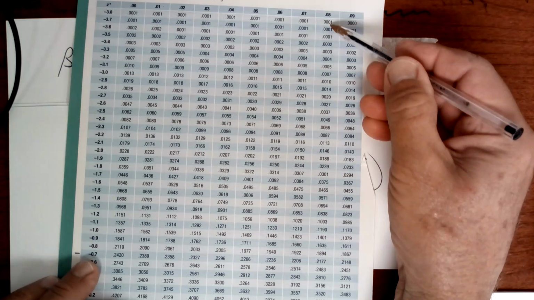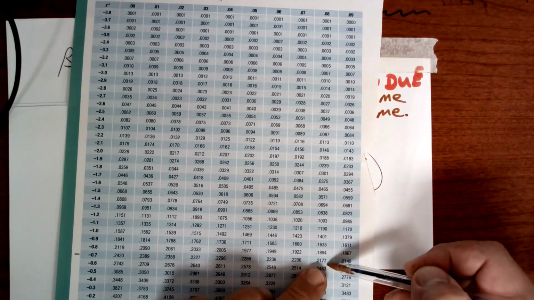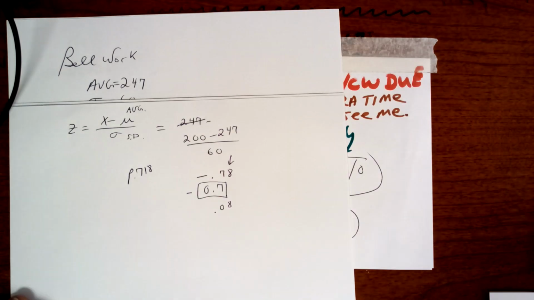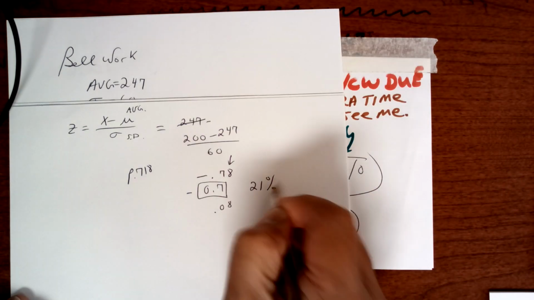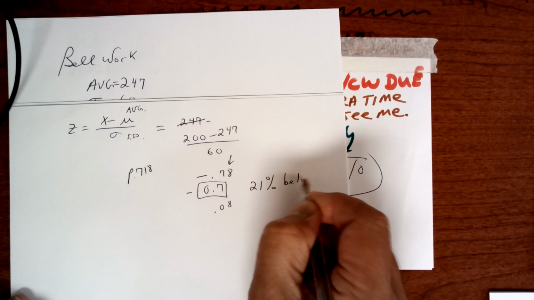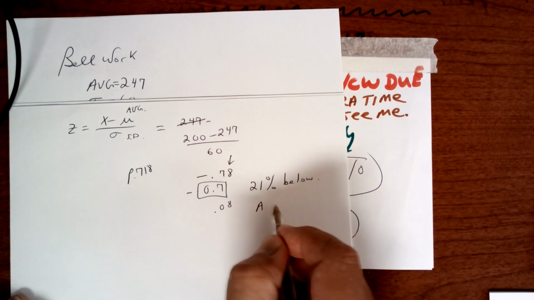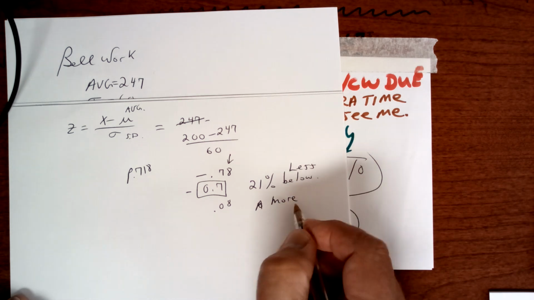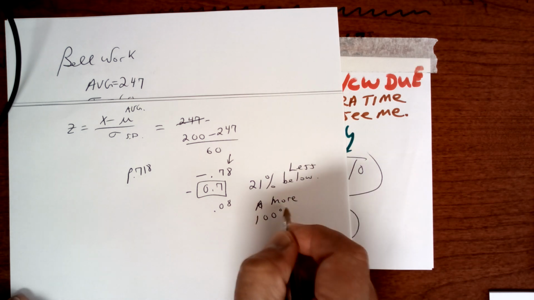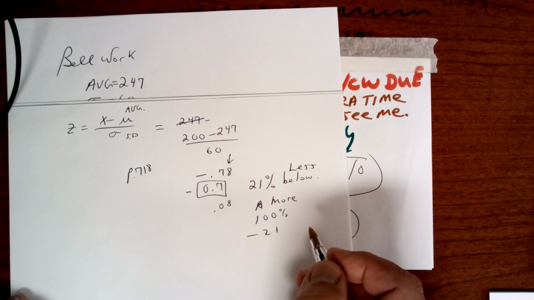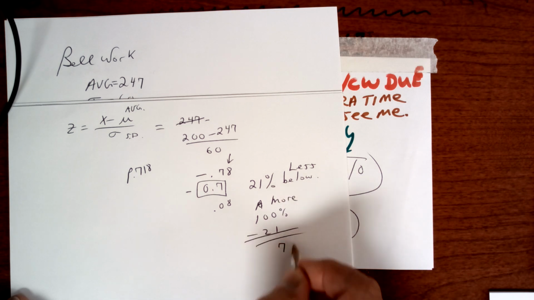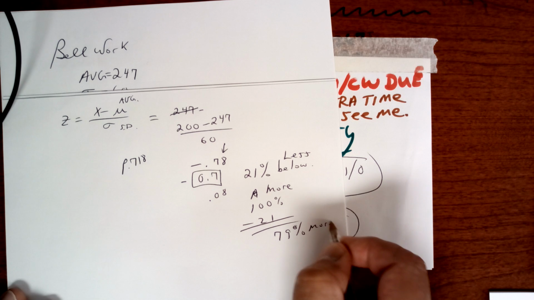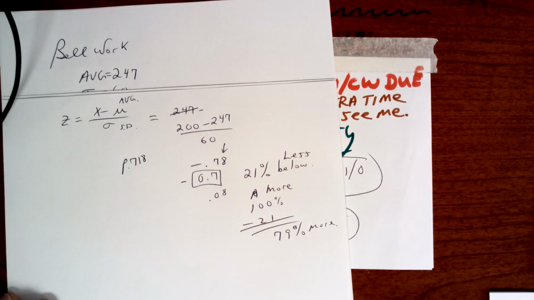And where these two meet, it looks like 21% below. So 21% below. To get above or more, see, this would be less. More would take 100% minus 21. And I guess that's going to be 79% would be above or more. Okay? Make sure if it's a negative, make sure you read the chart correctly.